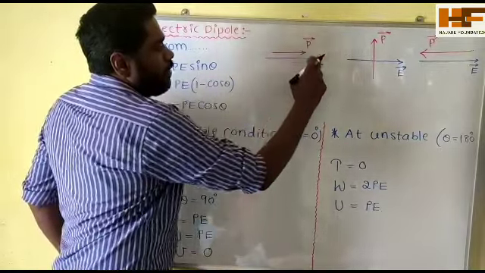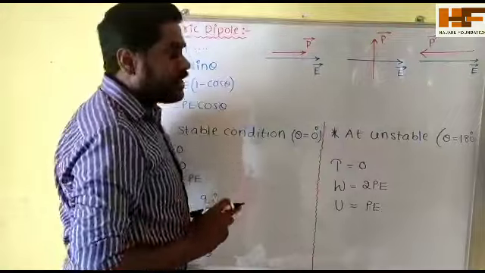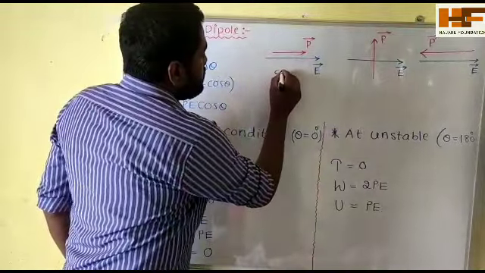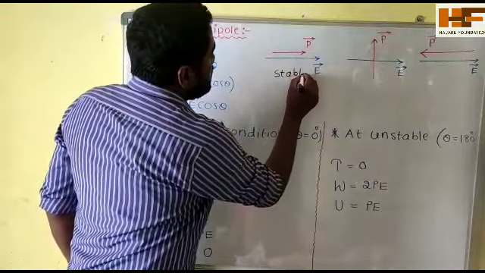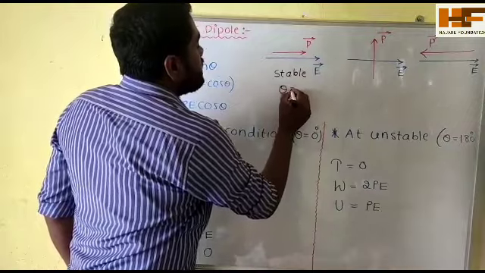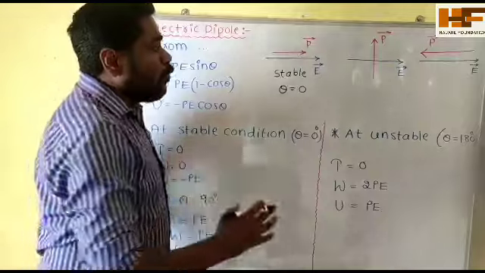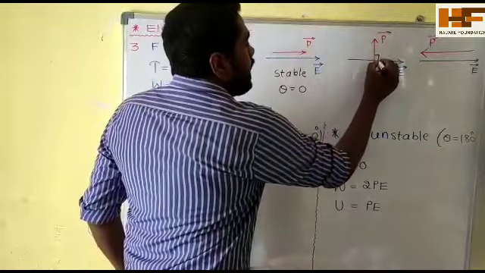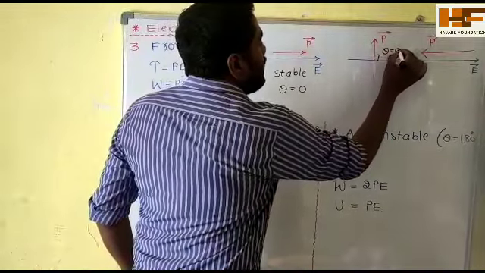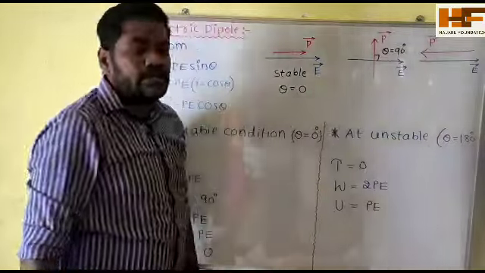In the first position, P bar and E bar are both in the same direction. This is called the stable condition or stable state. For this, theta is equal to 0, because both are in the same direction. Now, what is this angle? This angle theta is equal to 90. It is not stable, and it is not unstable.